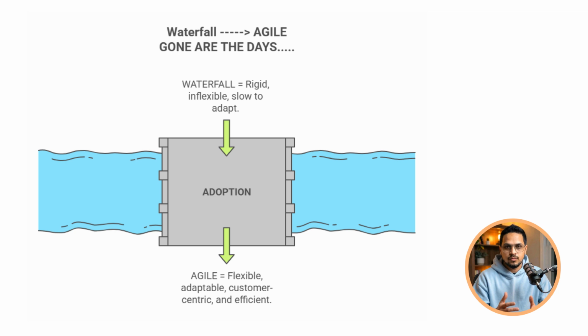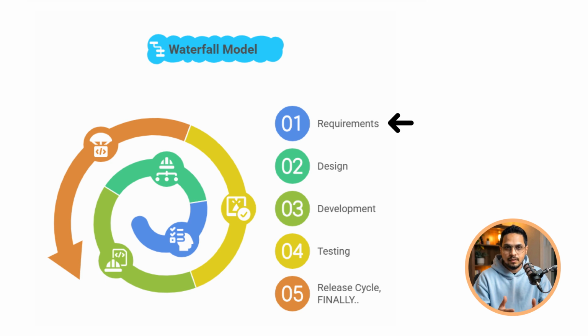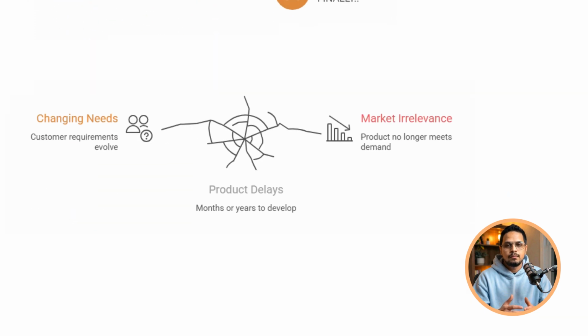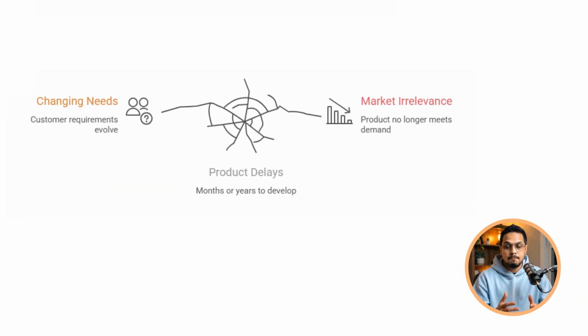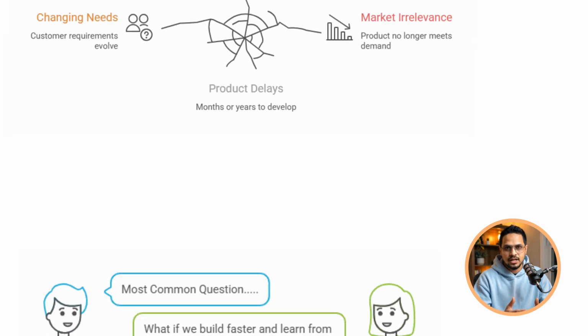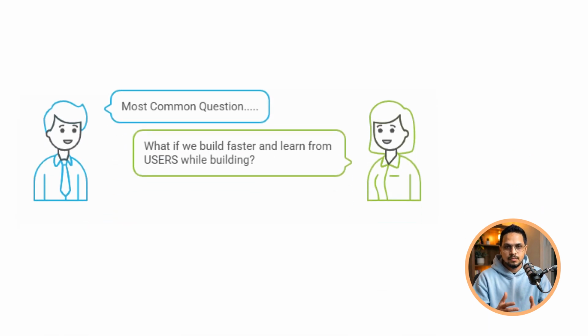Gone are the days when software was built using a traditional method we all know as waterfall. In waterfall, everything happens in sequence. First, requirements, then design, then development, then testing, and finally, release. This really sounds structured, but here's the problem. By the time the product is ready, months, sometimes years have passed, and in that time, customer needs may have already changed. So, the companies have now started asking a simple question.